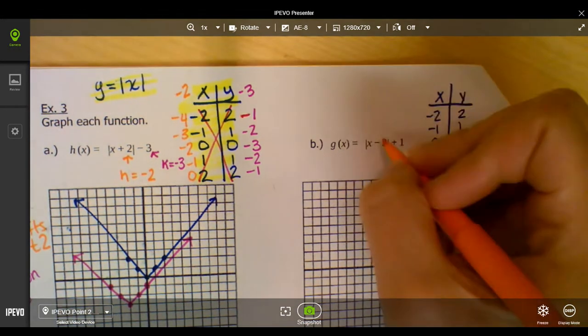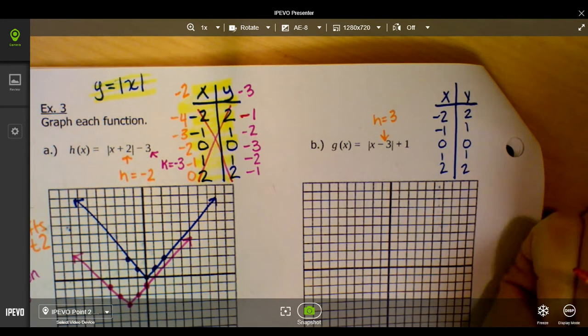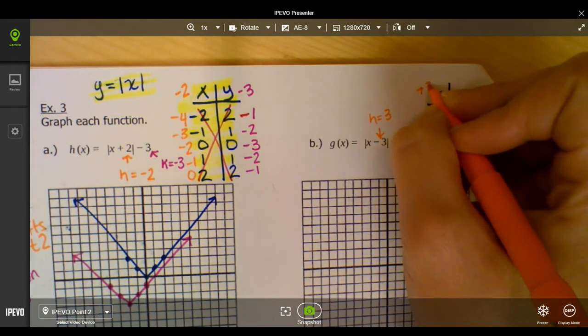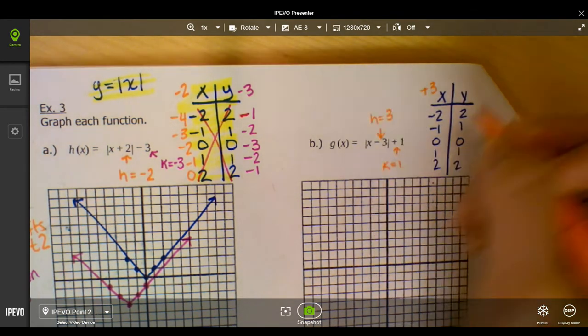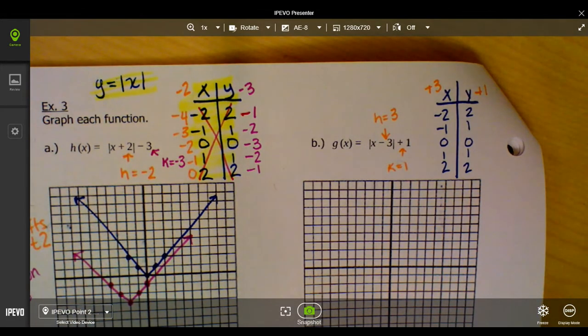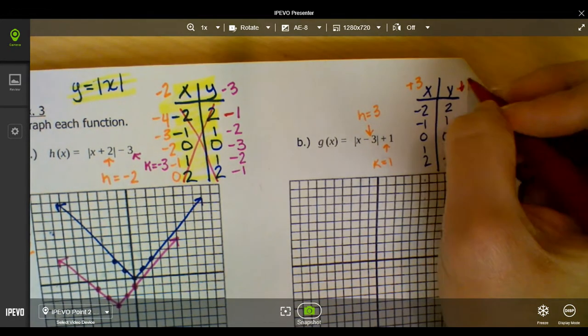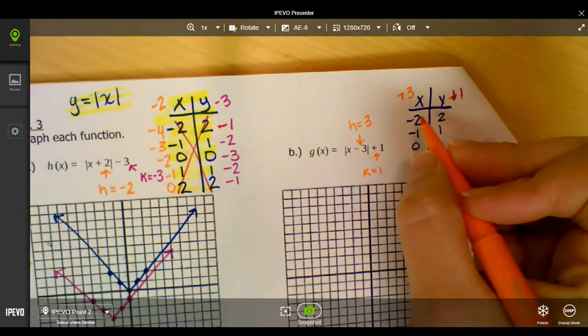Same thing over here. I got my H. And again, my H is always opposite, so my H is actually +3, so I'm going to be adding 3 to my X's. And then my K is +1, so I'm going to be adding 1 to my Y's. Oops, I meant to make that pink, but it doesn't matter. All right, so over here, and again, always start with these guys.